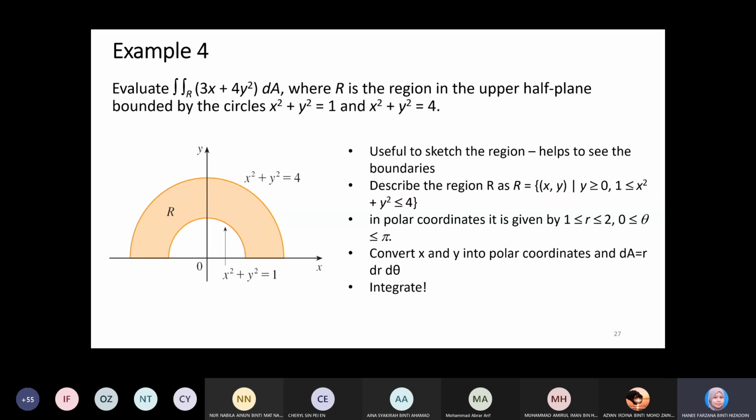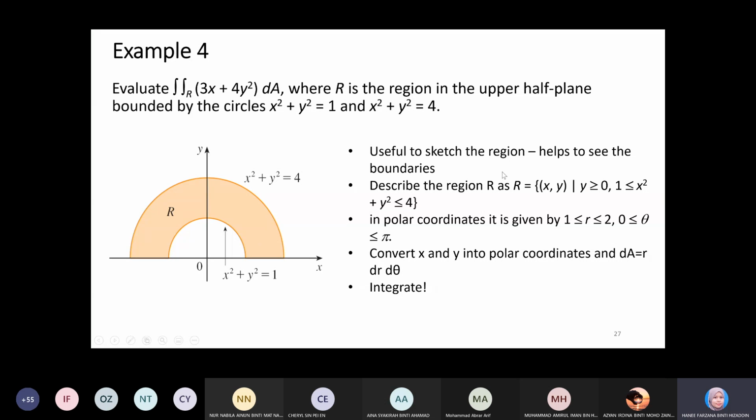Right, so let's do an example. After this, we're going to have a break, so let's just finish up with this example 4. Evaluate the integral over the region R of 3x plus 4y squared dA, where R is the region in the upper half plane bounded by the circles x squared plus y squared equals 1 and x squared plus y squared equals 2.